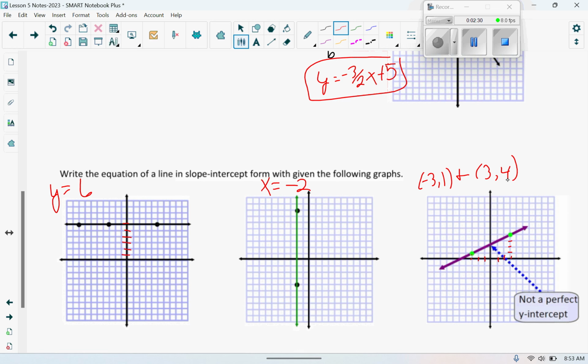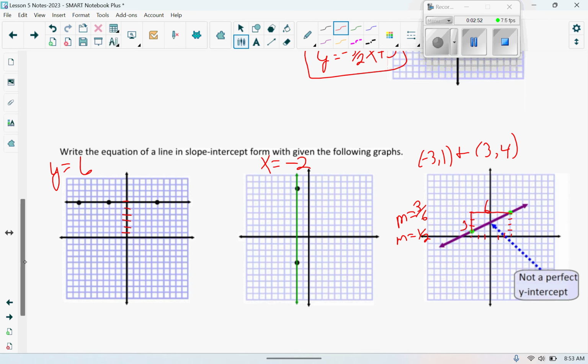Okay. So this is where point slope form comes in handy, because we can figure out the slope, right? So our slope is, let's say 1, 2, 3. So I'm going up 3 and over 1, 2, 3, 4, 5, 6. So our slope is 3/6. And then I'm going to simplify that to 1/2.